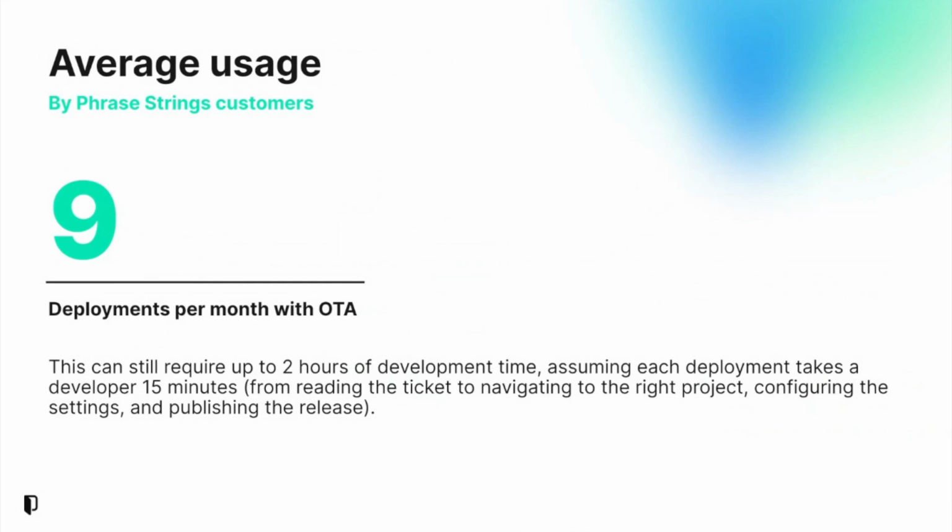Because as we saw, the average Phrase customer is releasing 9 deployments per month through the OTA feature. And even if it's just a few clicks each time, this can require up to 2 hours of development time per month if we assume that a developer needs 15 minutes from reading a ticket in their ticket system to navigating to the right project, getting all the settings right, and then publishing the release.